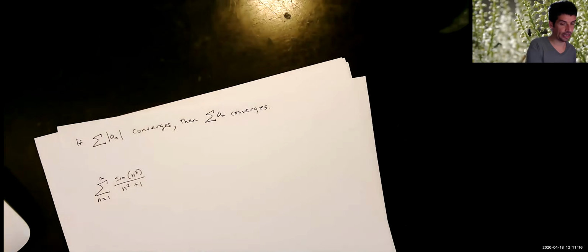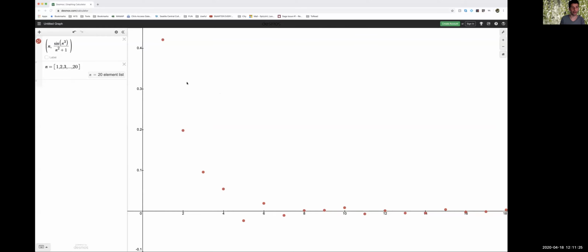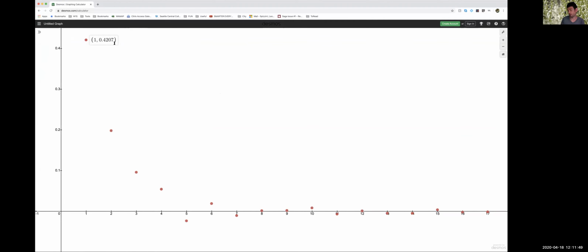Let's take a look at a graph of this. All right, here's a graph of that situation. So I've plotted this series, meaning at each integer, we get a point whose y value is the term of the series. So for instance, this point here, whose y value is 0.4207, that y value is the sine of 1 cubed divided by 1 squared plus 1, right? And then this value here at 2 is the sine of 2 cubed divided by 2 squared plus 1.